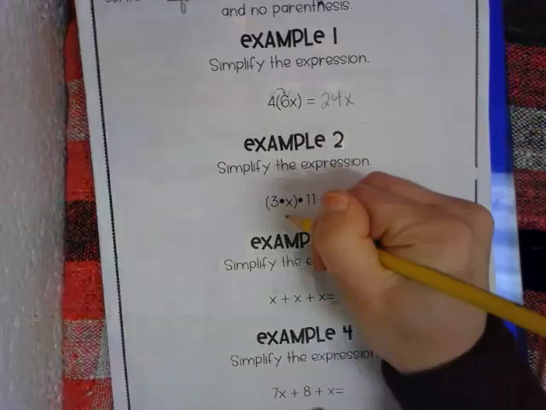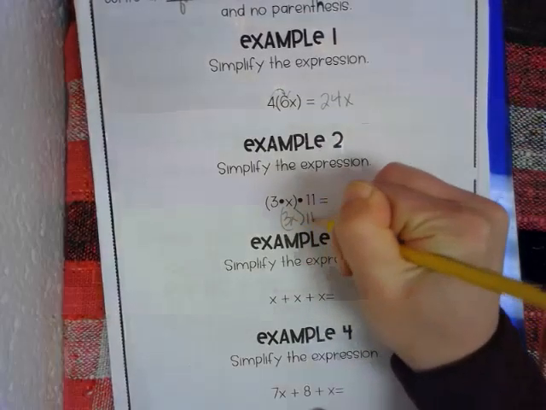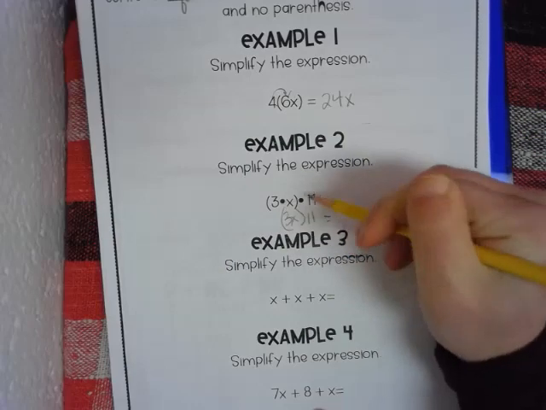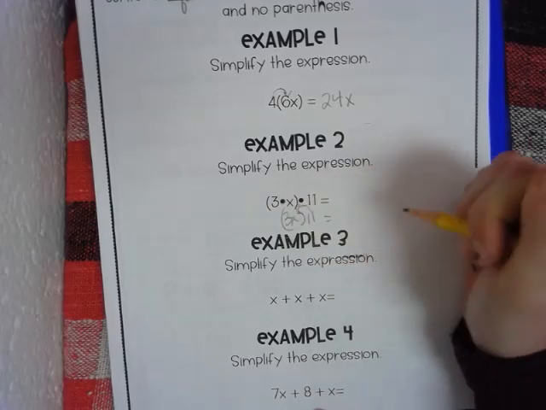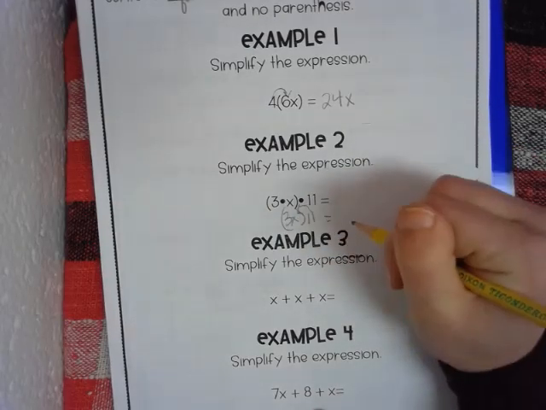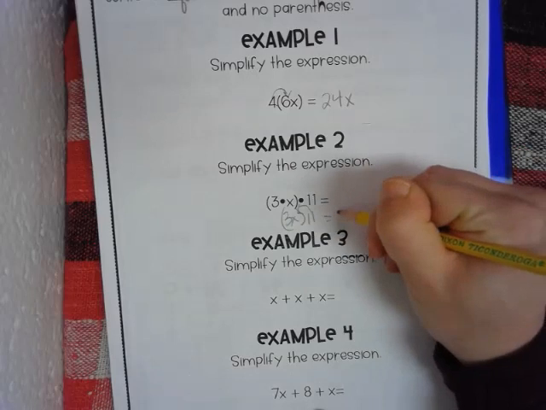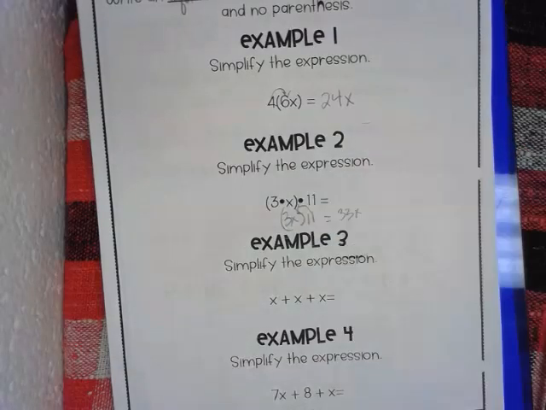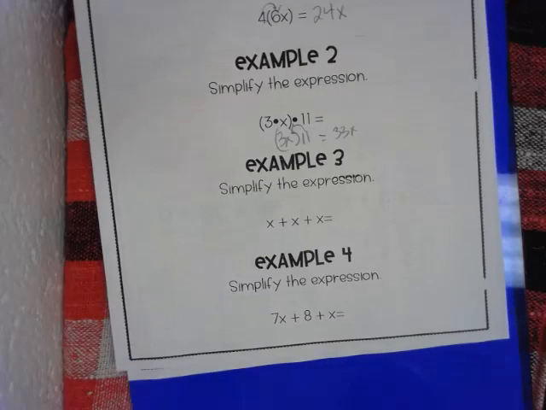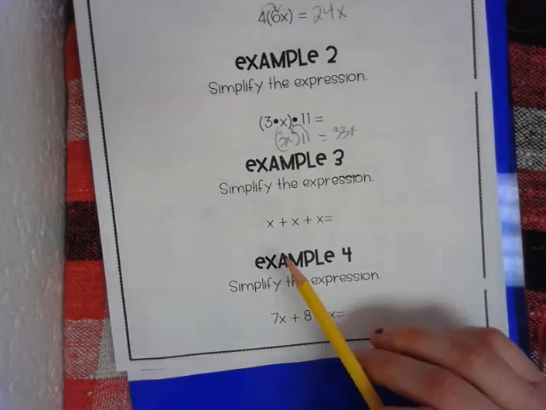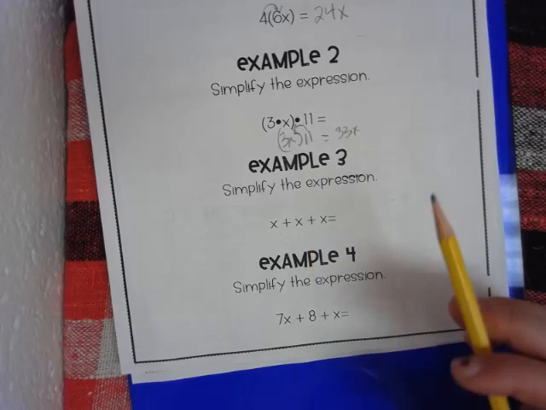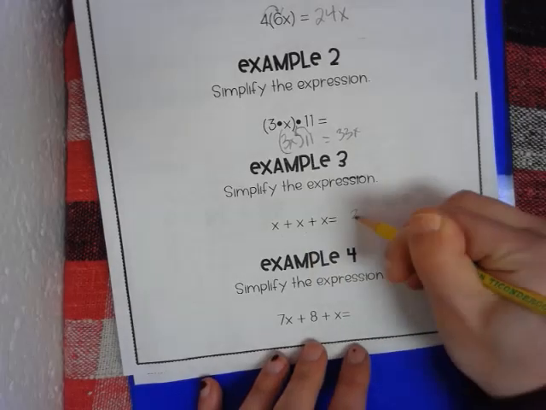Alright, simplify the expression. This is like saying 3x times 11. Well, I can work backwards and distribute that 11 to the 3x, and I get 33x. Right, and then we have x plus x plus x, so I'm going to simplify that expression. Again, this is repeated addition, which is multiplication, so I have 3 x's, so 3x.